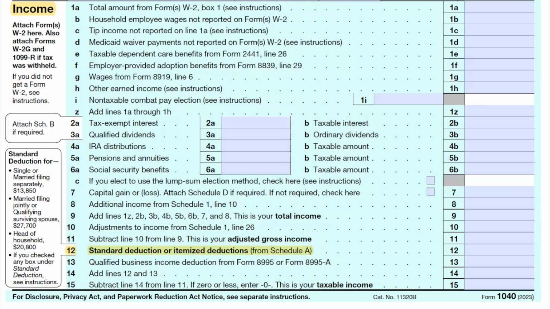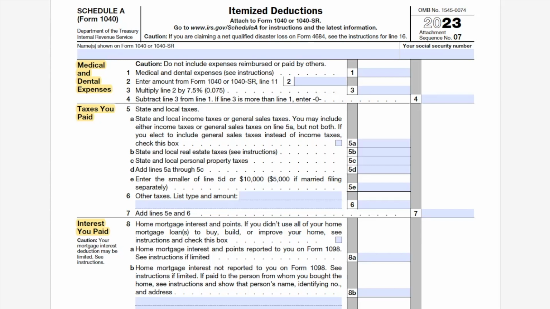Although income was already potentially reduced above AGI, it's actually reduced again on line 12, either receiving the standard deduction or itemized deductions, depending on your tax filing status. These are called below-the-line deductions. Schedule A lists itemized deductions that may combine to exceed the standard deduction.